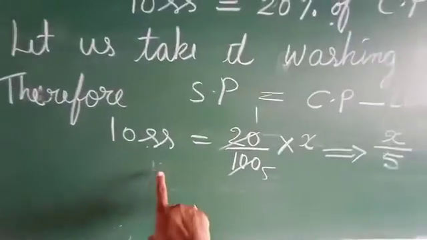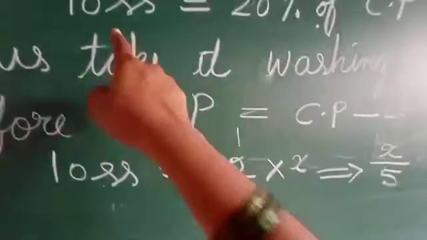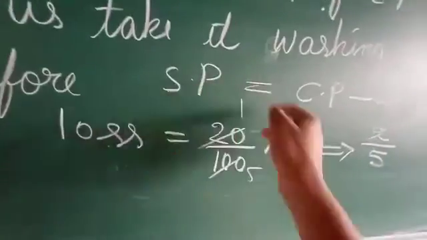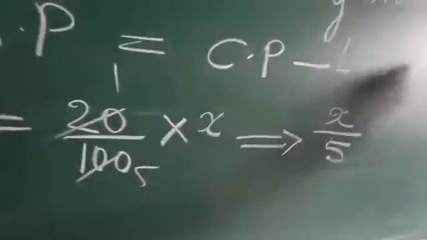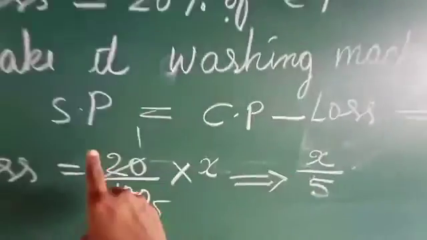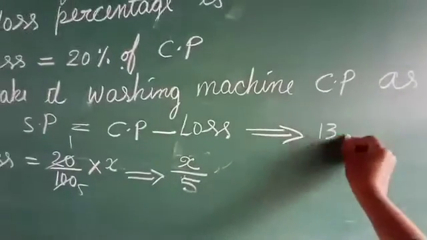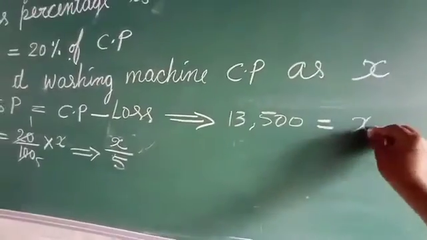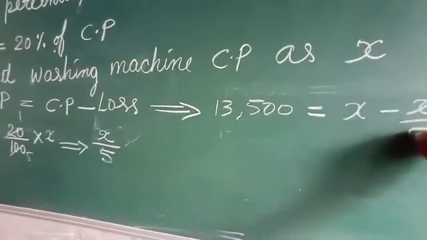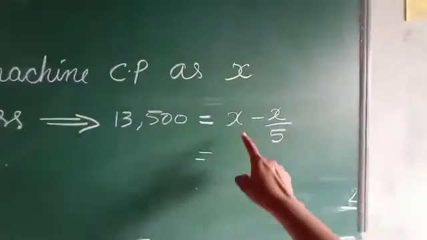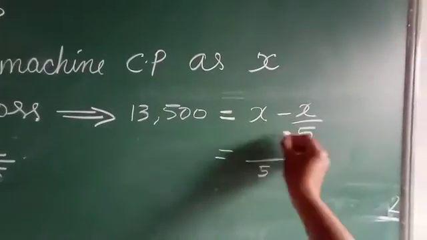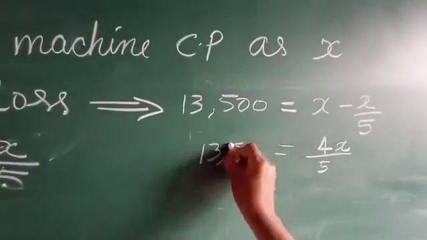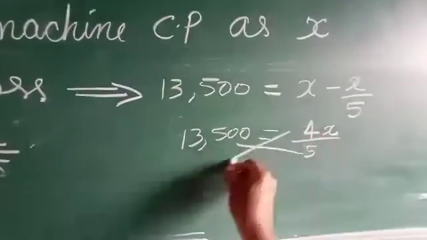Now we have got loss is equal to x by 5. Now let us take selling price. Selling price is equal to 13,500, which is equal to cost price x minus x by 5. If we do it here, we take x as the denominator, then we will get 4x by 5. Let us simplify with cross multiplication.